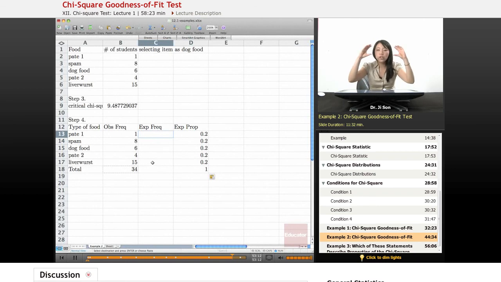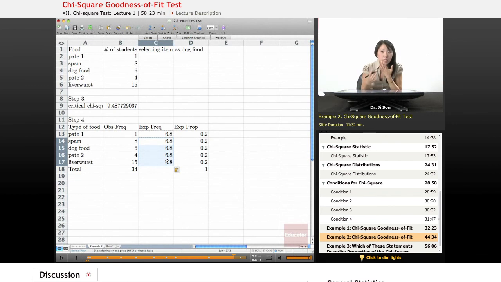Well, we imagine here are all 34 students. Take 20% of them. How many students will that be? So that's 0.2 times 34. And I'm just going to lock down that 34 because that total sum won't change. So this is what we should expect, if they were indeed guessing. This is the expected frequencies that we should see. And if I just move that over here, we'll see that that column also adds up to 34.